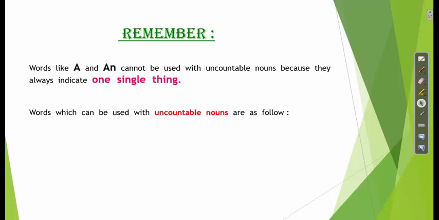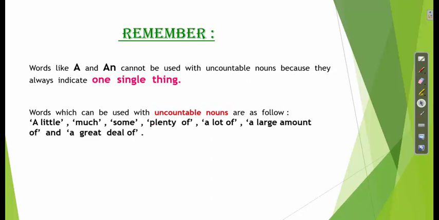Words which can be used with uncountable nouns are as follows: a little, much, some, plenty of, a lot of, a large amount of, and a great deal of are the words which can be used with uncountable nouns.